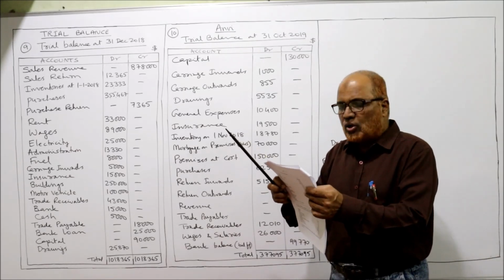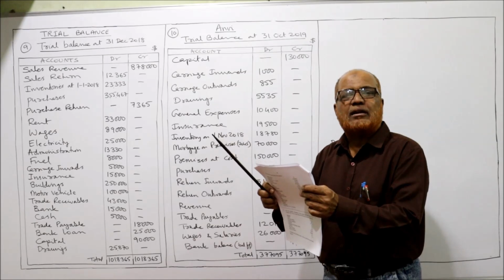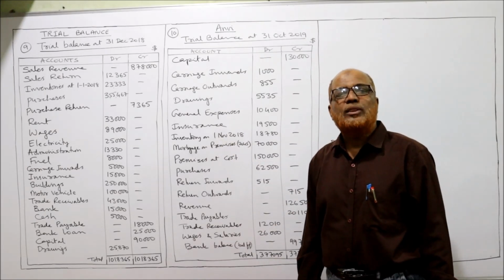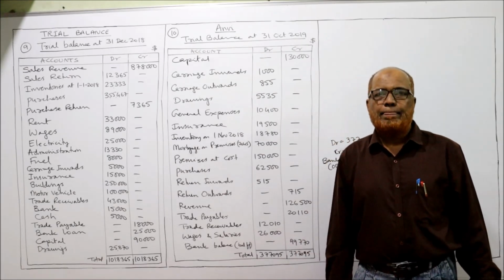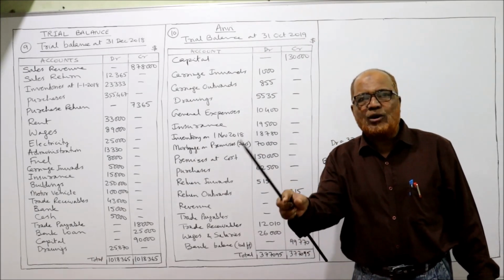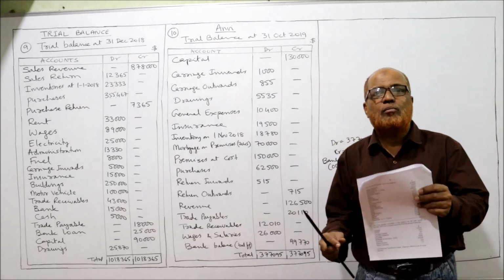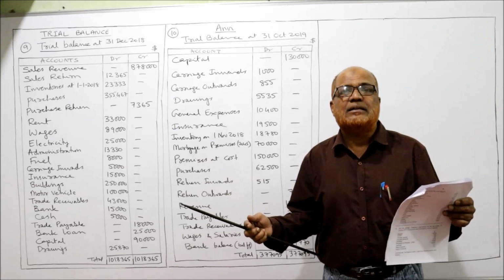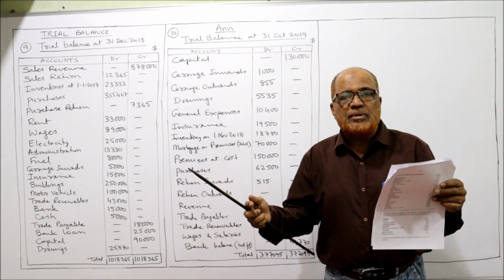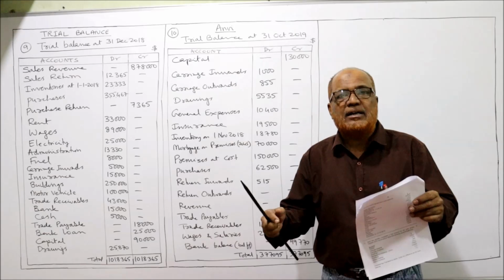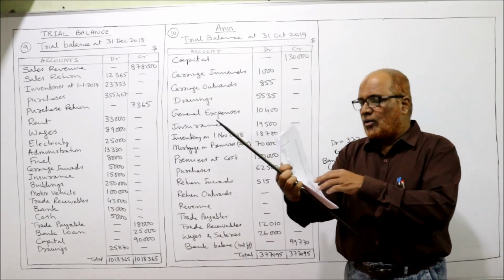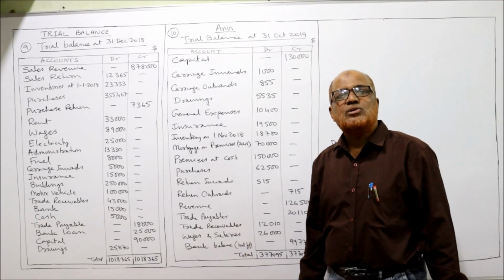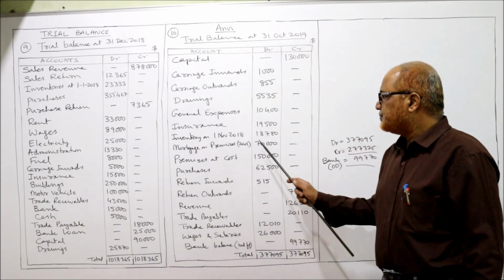The accountant doesn't know where this mortgage on premises should be taken. Actually, mortgage on premises is the loan taken on the security of premises. That is called mortgage on premises. It's a loan. It's a liability. So mortgage on premises is a loan. It's a liability. So credit side. So how much is the mortgage loan? Here it is given 70,000. So that 70,000 will take it in the credit column.